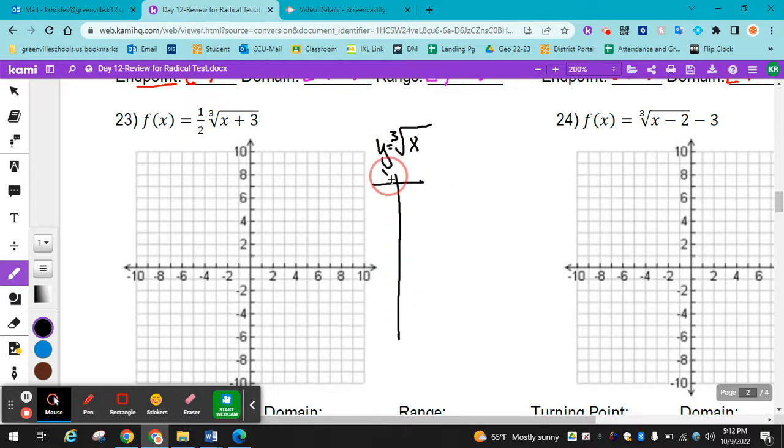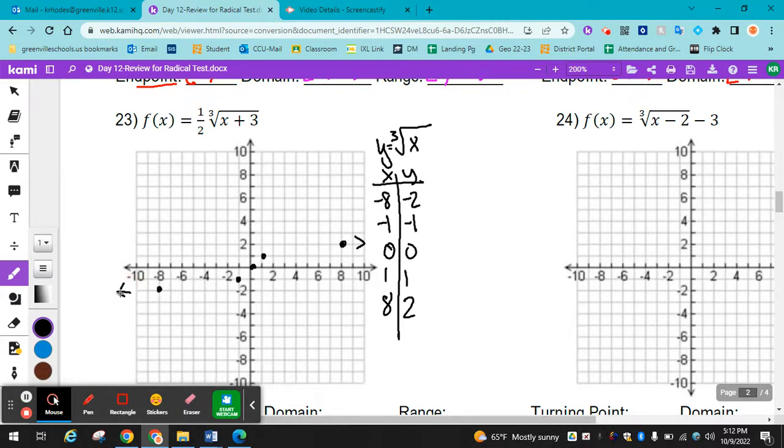Our perfect cube root numbers are -8, -1, 0, 1, and 8. 8 is a perfect cube because 2 times 2 times 2 gives me 8. Those are the ones we need to memorize. All right, with cube root, you do a turning point.